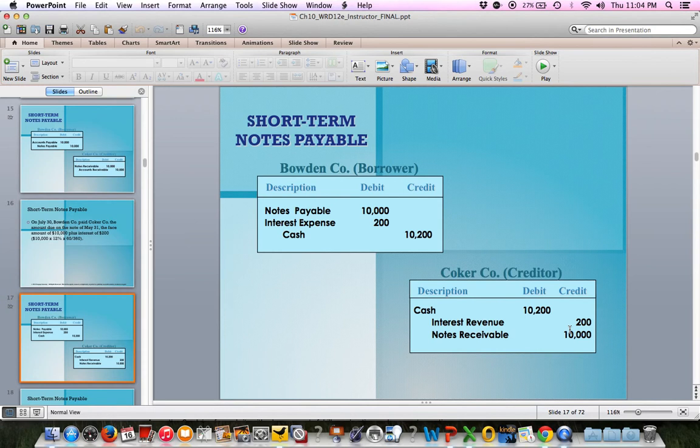So now the entry for Bowdoin is to make the payment, credit cash for $10,200, debit note payable for $10,000, debit interest expense for $200. Then Coker receives the cash. They debit cash for $10,200. They now have interest revenue of $200, and they credit note receivable for $10,000.